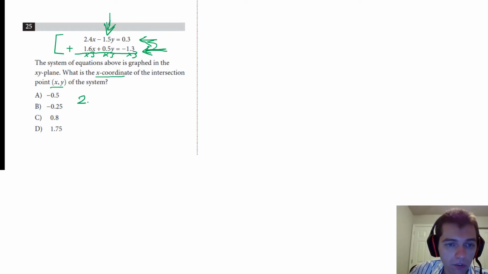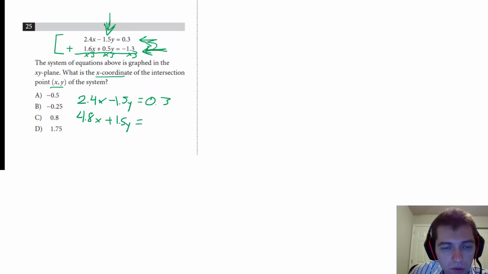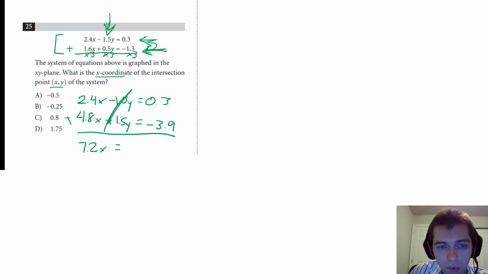So I'll write out the first equation again, just as it is, no modification. Again, you could have divided this one by 3 rather than multiplying the second one. It gets to the same place in the end. So 1.6 times 3 is 4.8x plus 1.5y is equal to negative 1.3 times 3, which is negative 3.9. Go ahead, add those two together. You'll be left with 7.2x. These terms cancel as we intended, is equal to 0.3 minus 3.9, which is negative 3.6.